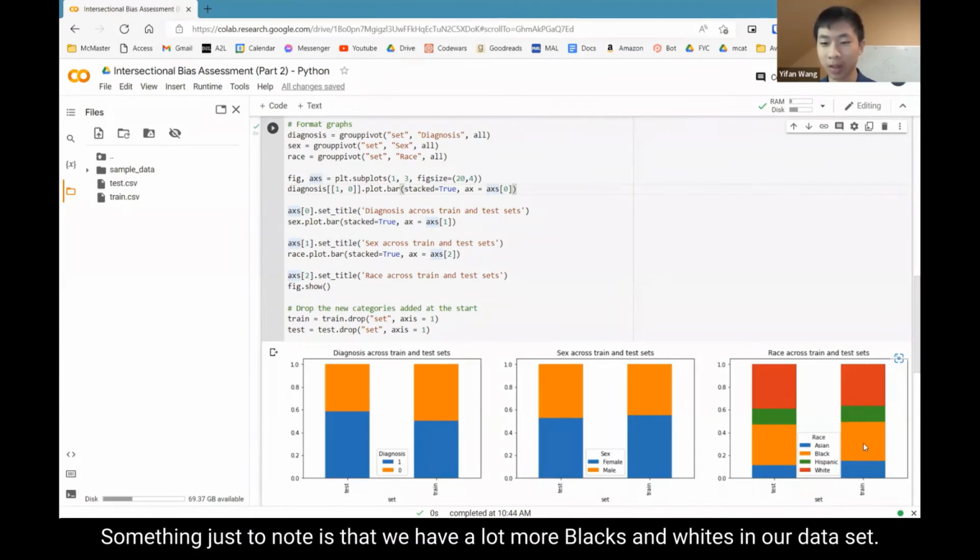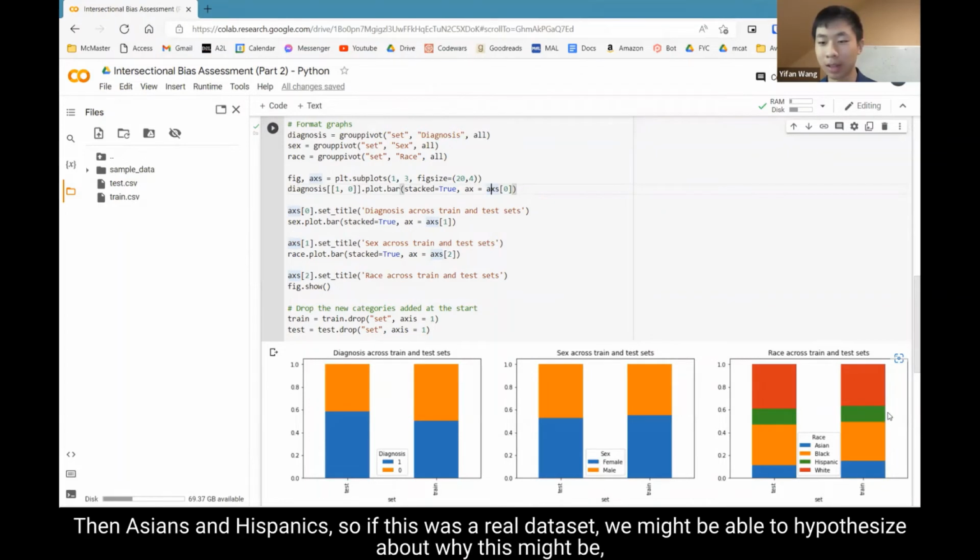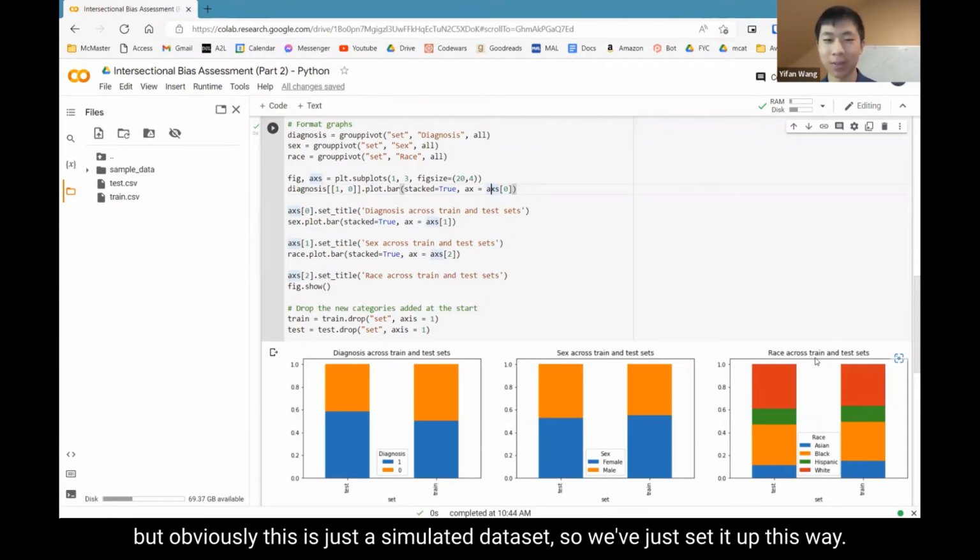Something just to note is that we have a lot more Blacks and whites in our data set than Asians and Hispanics. If this was a real data set, we would be able to hypothesize about why this might be. But obviously, this is just a simulated data set, so we've just set it up this way.